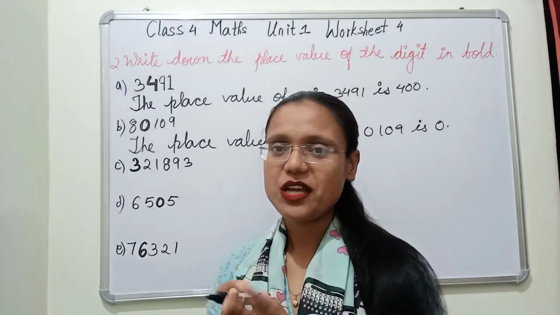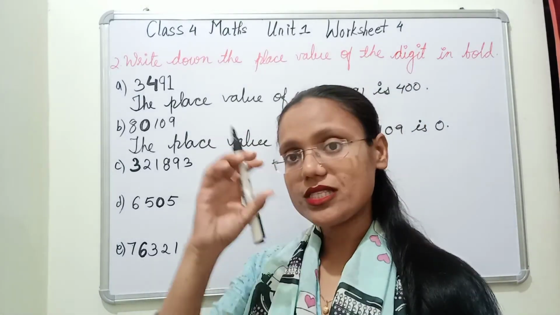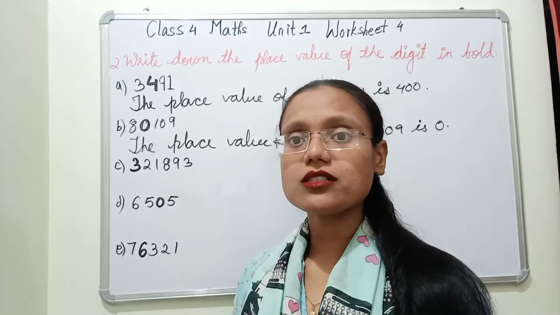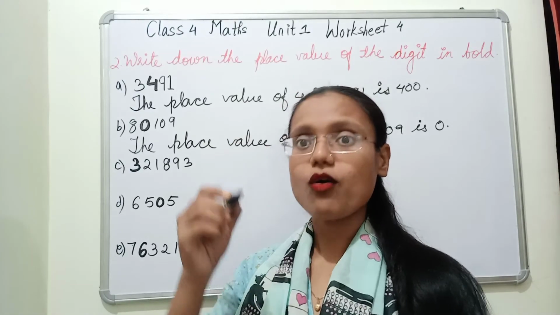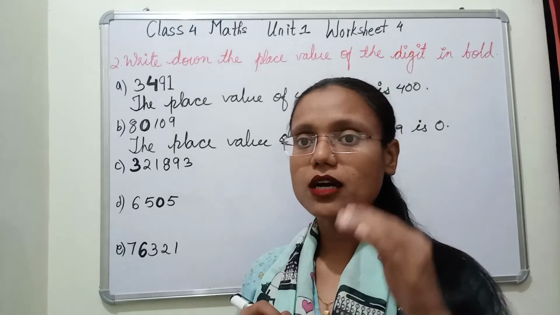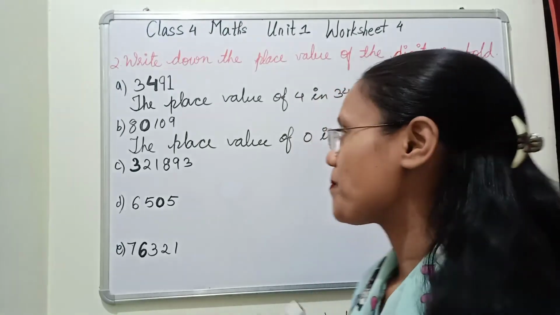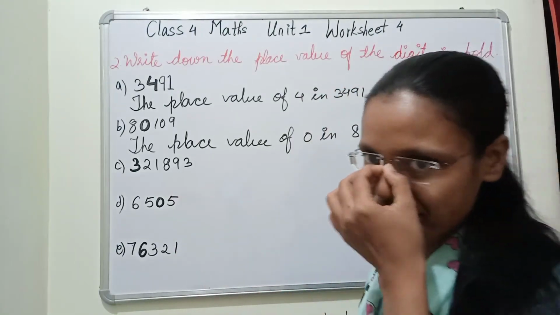No. O is a real circle. O is a circle, but 0 is not a circle. 0 is a little elongated. If you see your keypad, you will come to know the difference between 0 and O, right? Now see question number 3.